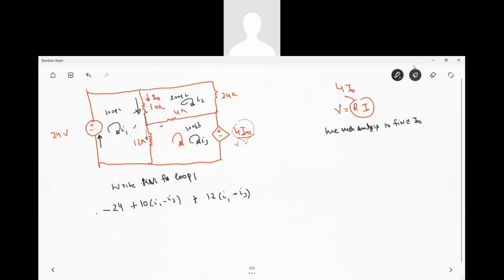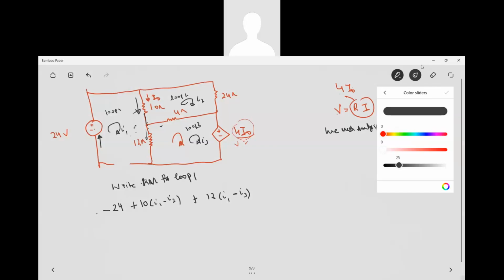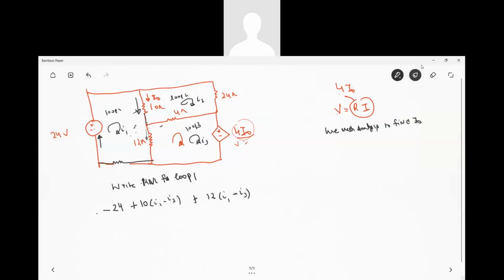I told you, whichever loop. If this 12 was here, then there was not an issue. If 12 was here, then it is not separating. If 12 was here, then I would have written 12 I1. But again, it is separating two loops. So it would be I1 minus I3. Understood? This is the concept.